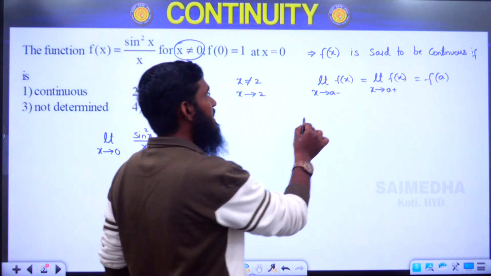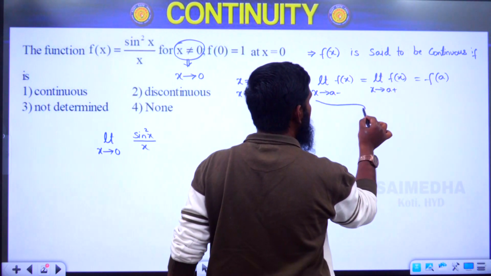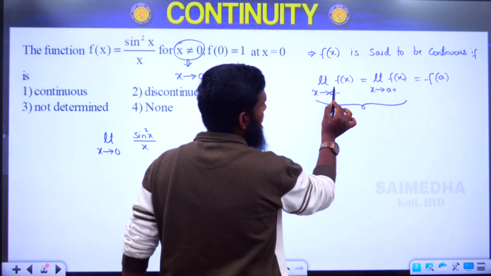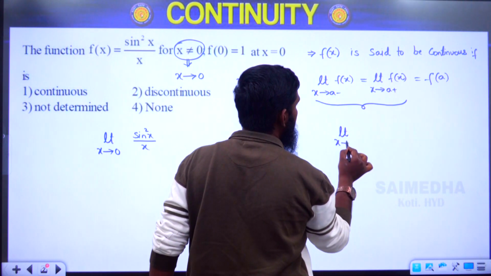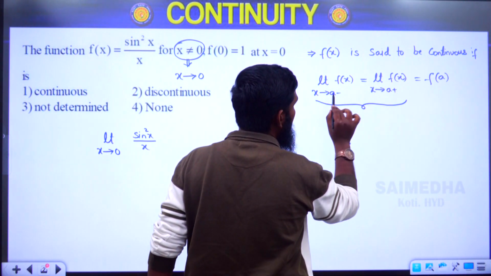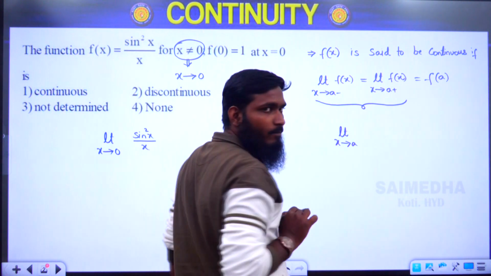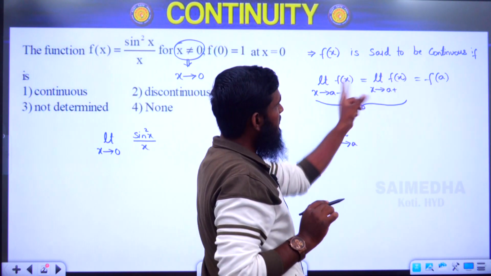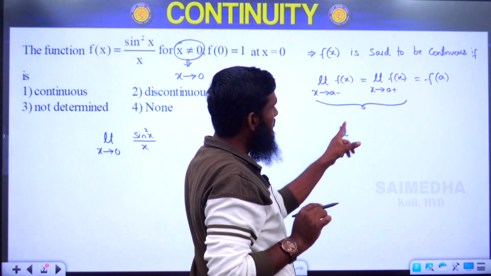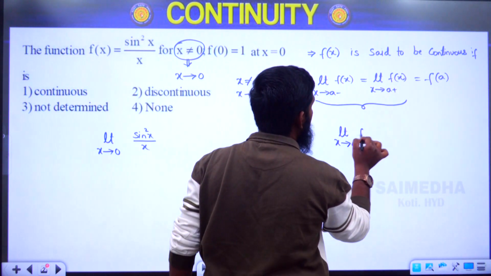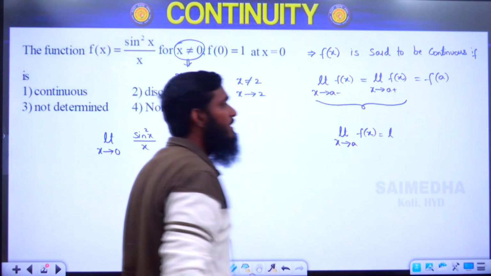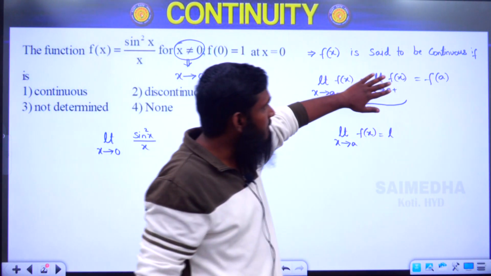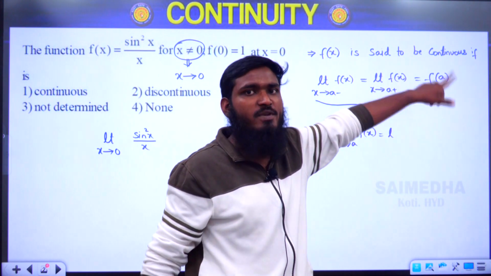First listen here. For this complete part, if LHL is equal to RHL, and both values are equal, then we write limit x tends to a of f of x. For this we get one value, which we call the limit value. This limit value and the function value should be the same for continuity.